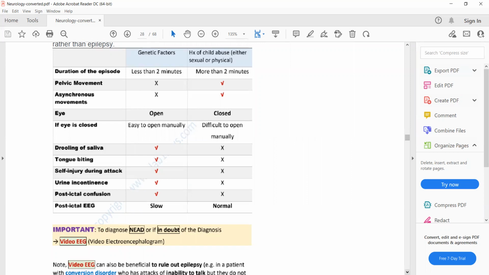So during the attack, there will be tongue bite, urine, and fecal incontinence in true epilepsy. While in psychogenic epilepsy or non-epileptic attack disorder, there will be no tongue bite, no urine or fecal incontinence, and no post-ictal confusion. In case of epilepsy, post-ictal EEG will be slow, while in case of non-epileptic attack disorder, post-ictal EEG will be normal. The cause of non-epileptic attack disorder is mainly psychogenic.